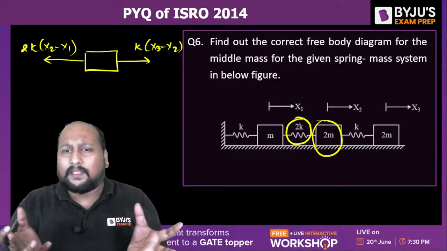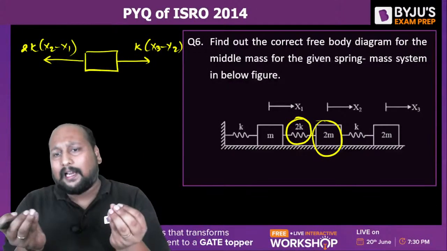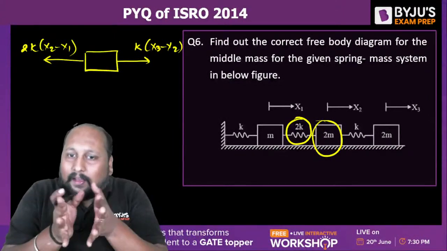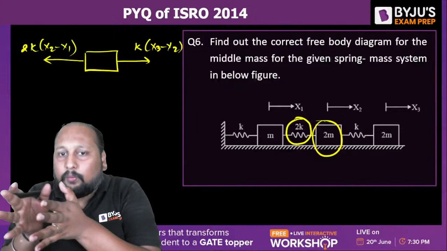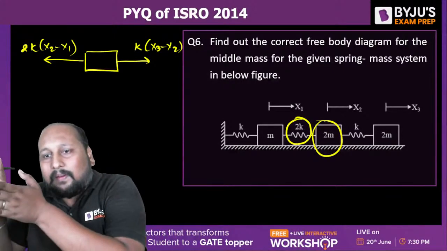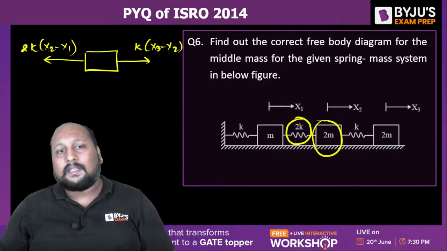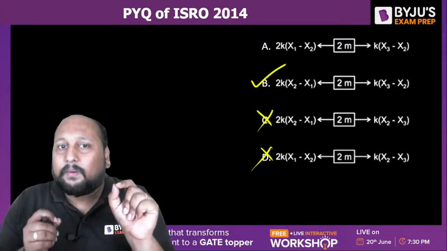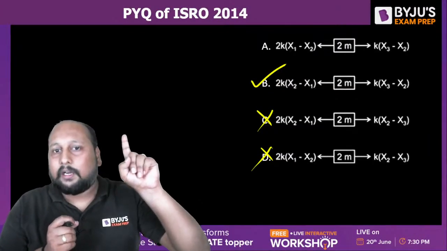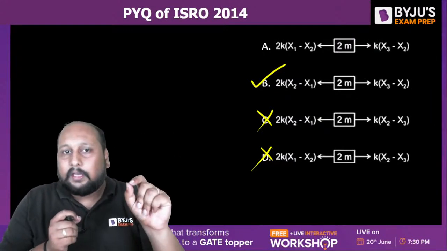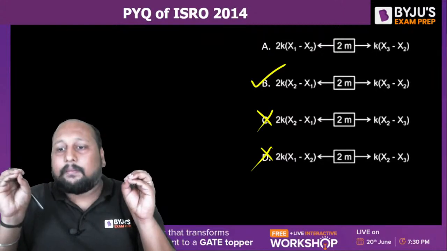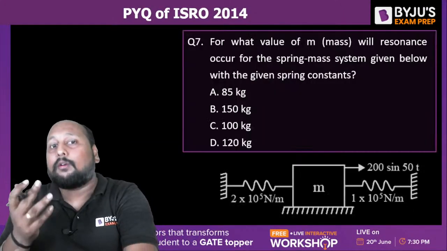Done. We just have to see what is the deflection happening. On the left hand side, the net deflection will be x2 minus x1. On the right hand side, we'll be having x3 minus x2. So this is a simple calculation that we are having. Option B is the correct answer. Perfect. Now, always remember in the ISRO examination, one simple tip I want to give you: concentrate on eliminating some options. By doing so, you will be able to get the correct answer more easily.